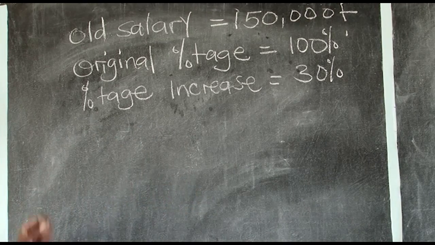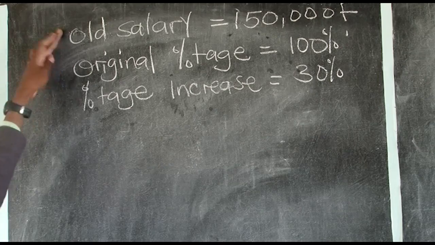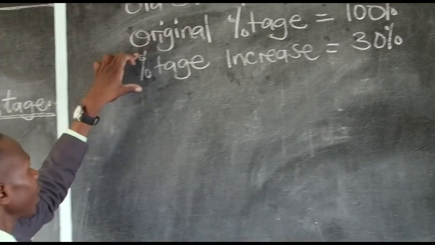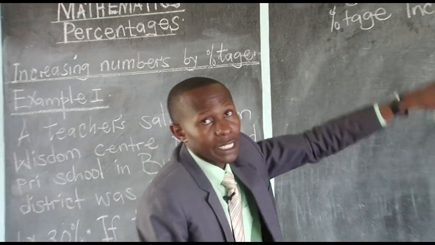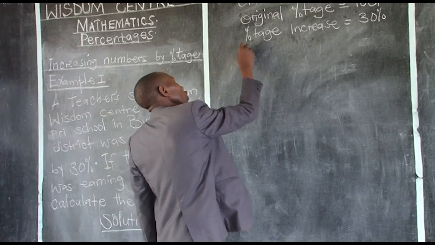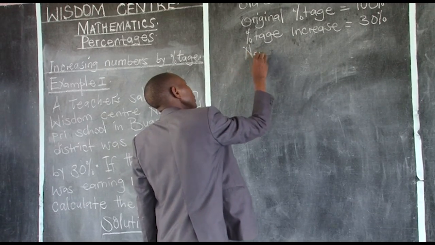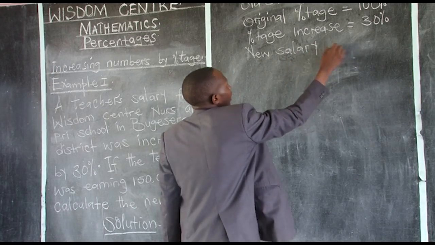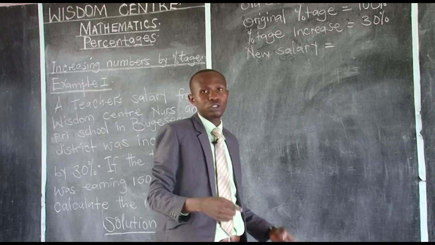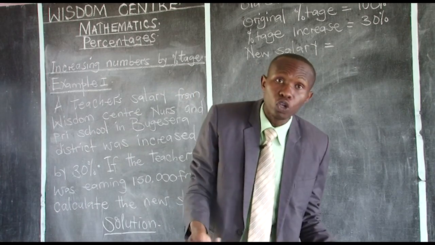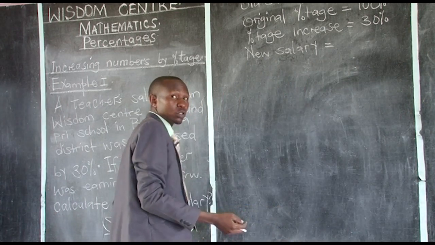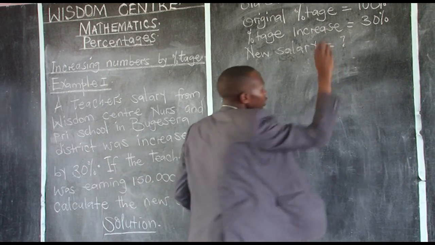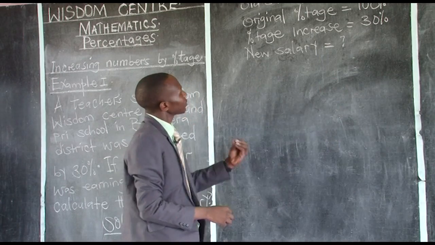After identifying everything, you realize what is missing. Then from there, we have known the old salary, we have known the original percentage, we have known the percentage increase. Then I'll come here and say, new salary will be equal to what? Do you know it? No, you don't know. It is what they want us to find out according to the question. So this is what we shall do. We shall say, new salary, we don't know. I'll ask your permission.